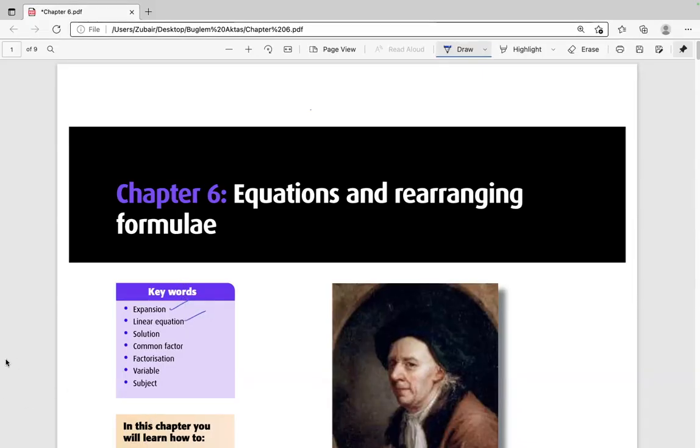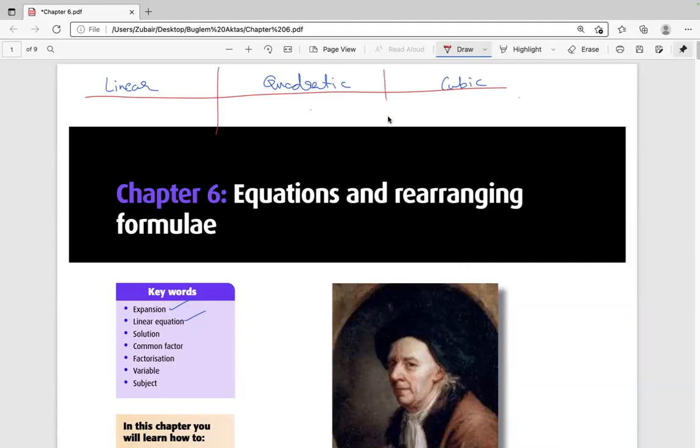What is the difference between linear and quadratic equation? Yeah, what is the difference between linear and quadratic? And let me write this word too, it would be more clear. The third one is cubic.